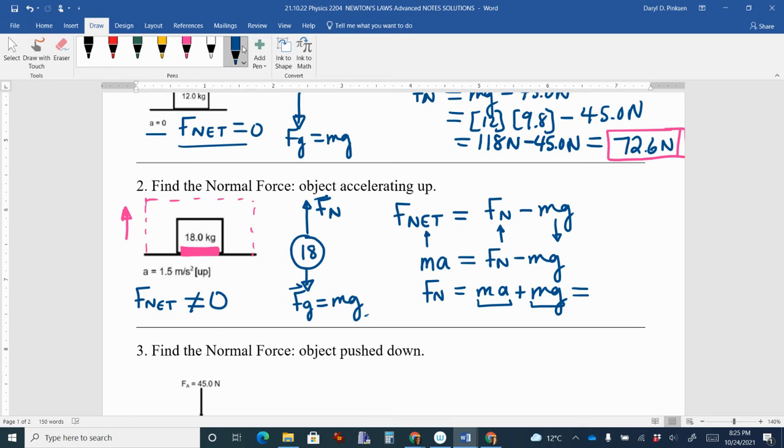surface. When we plug in our values, we're going to get 18 times 1.5, which is 27. And then the weight of the object is 18 times 9.81, which is 177. And we get a total normal force of 27 plus 177, 204 newtons.